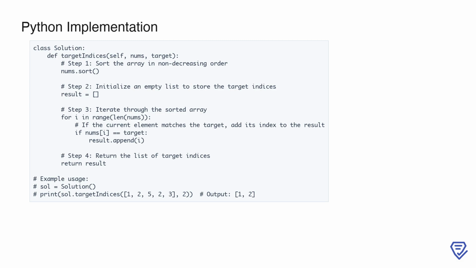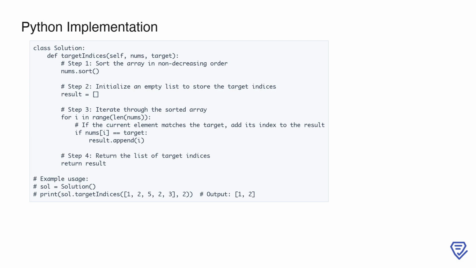Using a for loop, we traverse the sorted array. For each element, we check if it matches the target value. If it does, we append the current index to the result list. Python: for i in range(len(nums)): if nums[i] equals target: result.append(i). This loop runs in n time complexity, where n is the number of elements in the array. The conditional check ensures that only indices of elements equal to target are added to result.